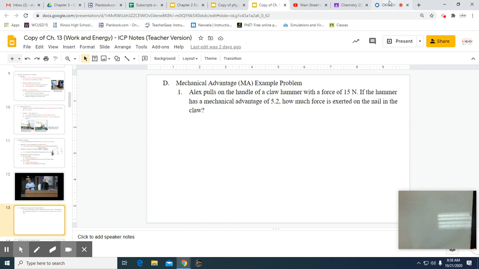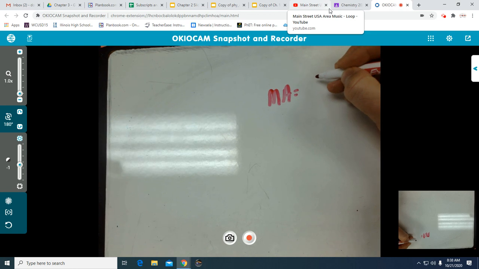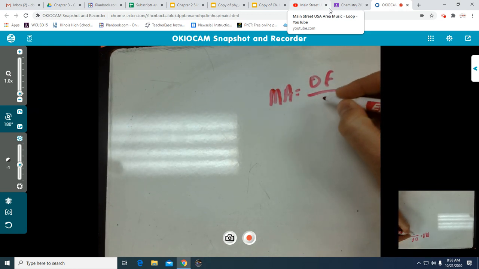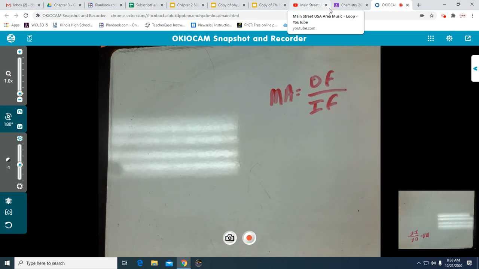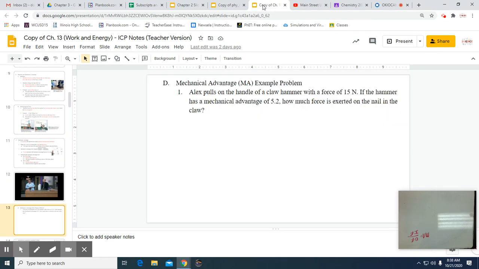So mechanical advantage is equal to output force, I'm just going to call it OF to save some space, divided by input force. All right, so now we have to figure out what we know.